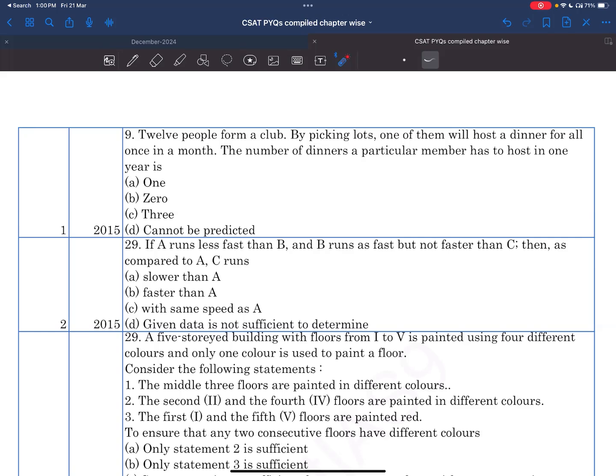In this video, we'll be solving questions related to data sufficiency. Now, let's go to the first question.